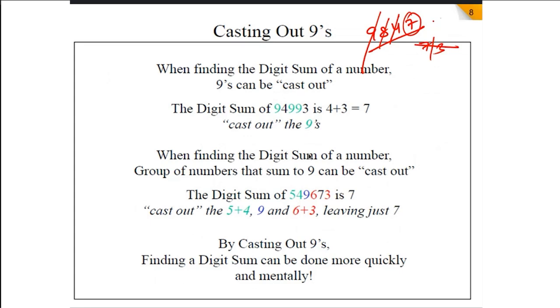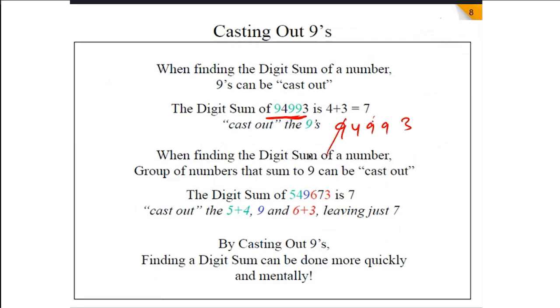So in that way, this number is also not divisible by 3. Okay. Like we eliminate the numbers that are multiples of 3, similarly in the digit sum, we are going to eliminate the numbers which are multiples of 9. So in this number, you can see that 94993.